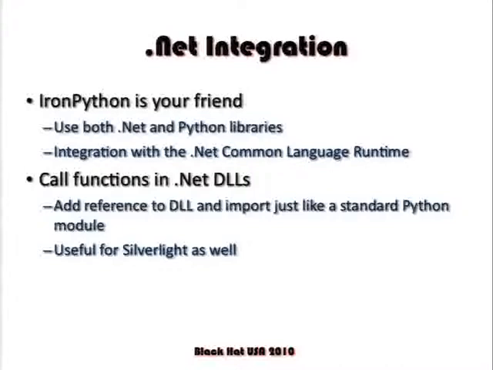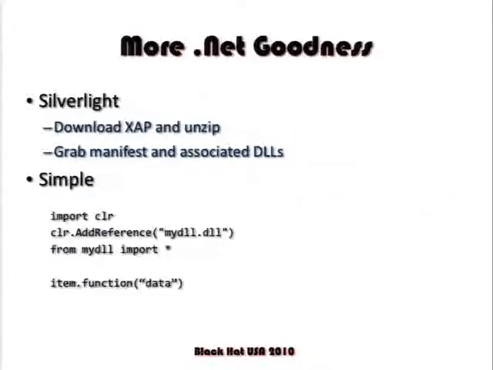So if you wanted to create a small tool that goes out to the web and hits a Silverlight app, takes the XAP file down, unzips it, goes through the manifest and looks for all the DLLs and then imports them, you could do something cool like that. It's extremely simple. You just say import clr and then add the reference to the DLL and then do a standard Python import statement for those functions. And then just start calling the functions. Pretty easy.